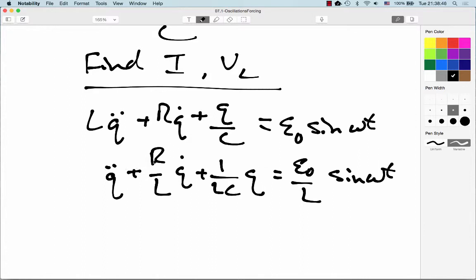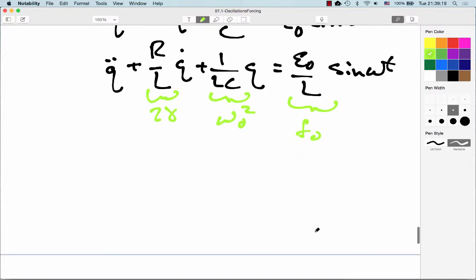So the inductance plays the role of mass, the resistance plays the role of damping constant, and 1 over the capacitance plays the role of the spring constant. Alright, so picking out the pieces here, we recognize that this is 2 gamma. That's omega naught squared. And so then this piece here has to be our F naught. And it doesn't matter if we're forcing it sine or cosine, just shift the phase by pi over 2.